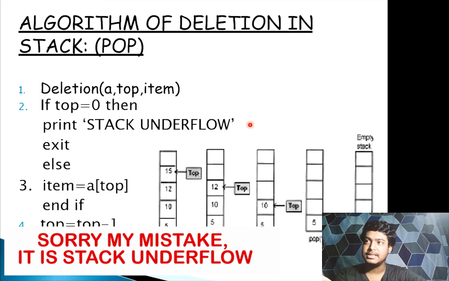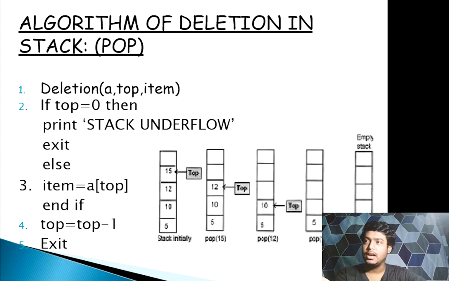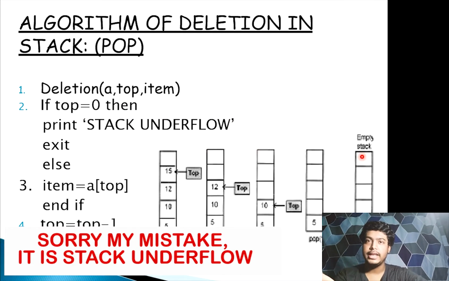So the second line states this thing. Suppose the top is equal to 0, that means we have the top element position in this last memory location. So in this case the stack is empty. Any elements cannot be removed from this stack. So in this condition we directly say that the stack is empty or stack underflow and exit the code. So any element can't be popped out in this situation.